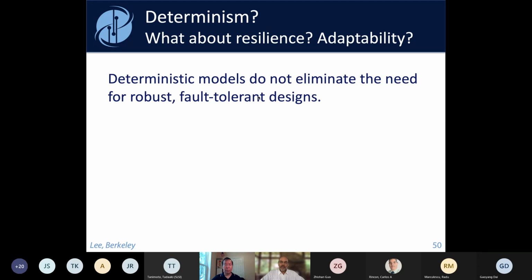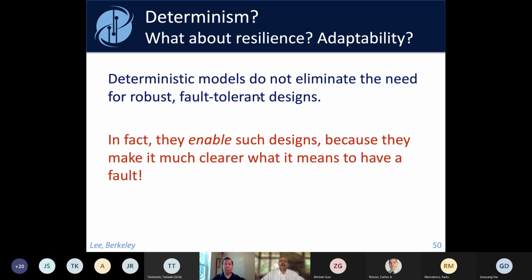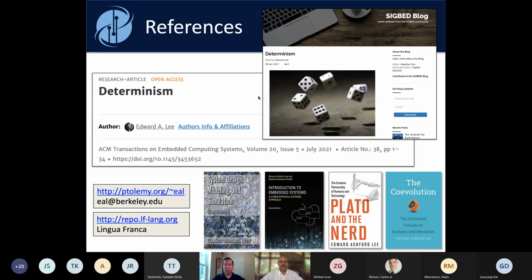Determinism, wait a minute, what about robustness, fault tolerance? Well, actually deterministic models enable fault tolerant design because they make it much clearer what it means to have a fault. The ability in Lingua Franca programs to explicitly put in fault handlers, which are violations of your assumptions, gets triggered when your assumptions are violated. And that ability to put in these fault handlers is, I think, a unique feature of that language.